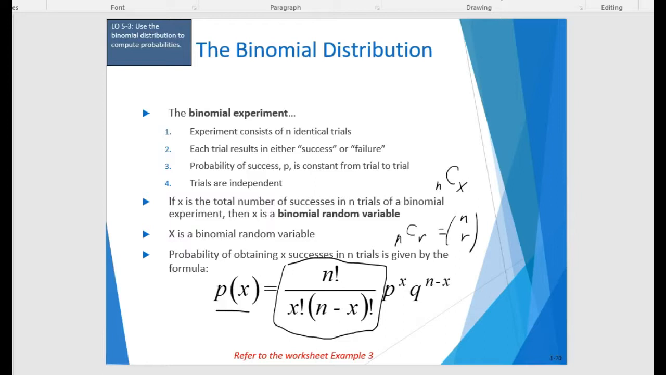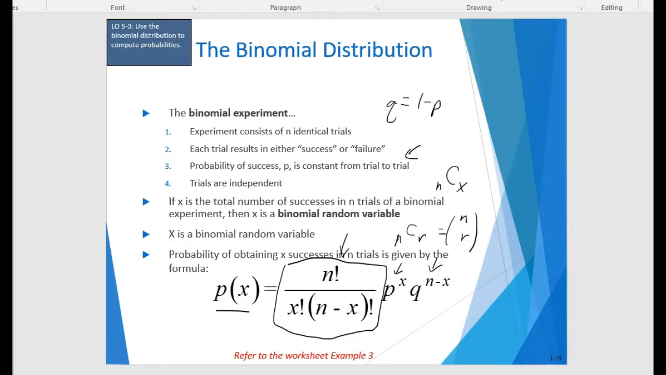This is something that we learned in our counting rules at the tail end of Chapter 4. So think of this formula in 3 parts. Think of it as this combination, this counting rule combination, this probability of success, and this probability of failure. So p is the probability of success, which we've defined here in number 3, and then q is the probability of failure, which, because it's binary, is just going to be 1 minus the probability of success. So q is equal to 1 minus p.